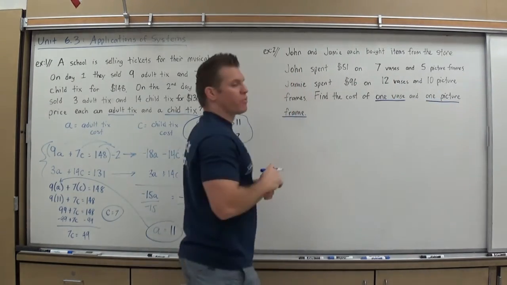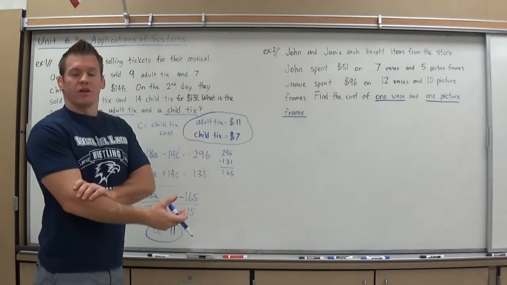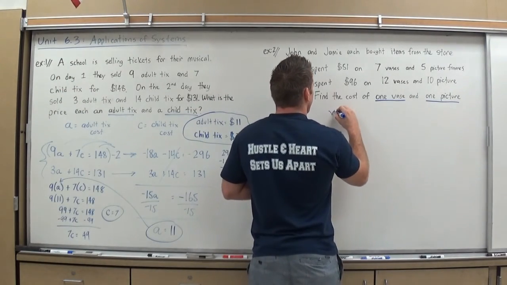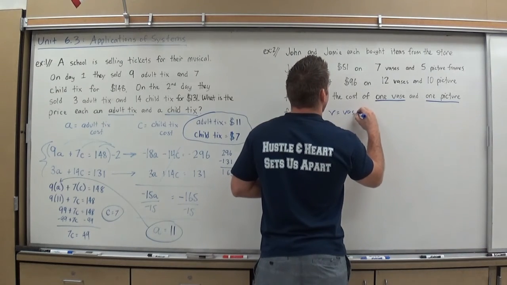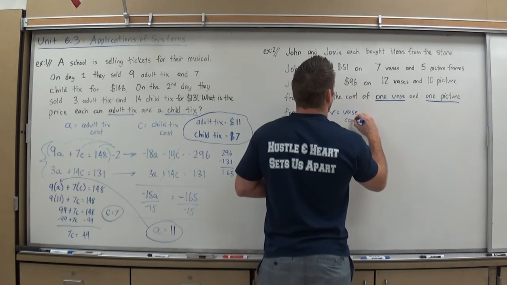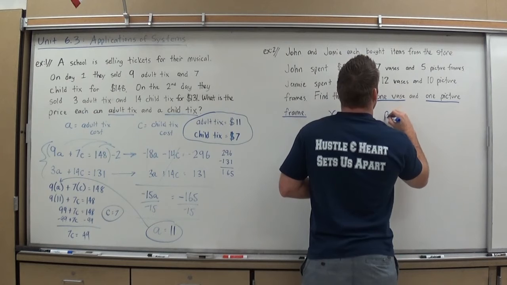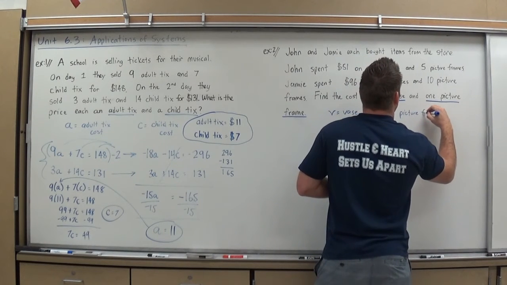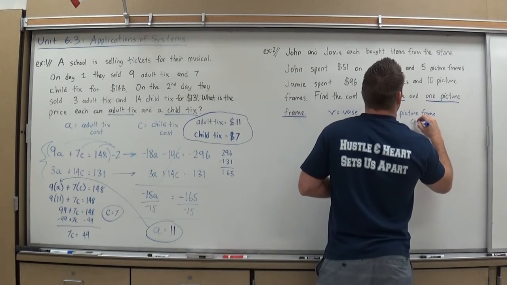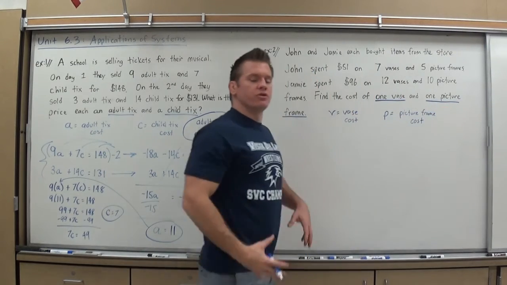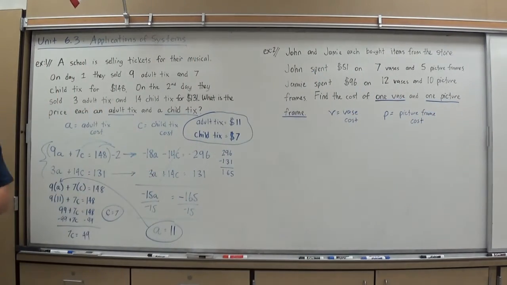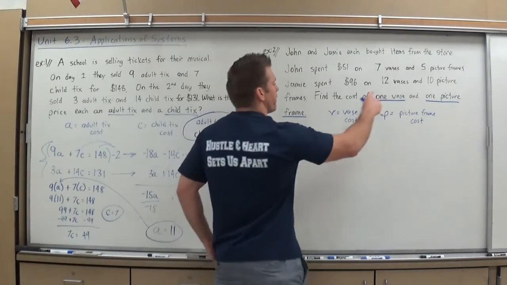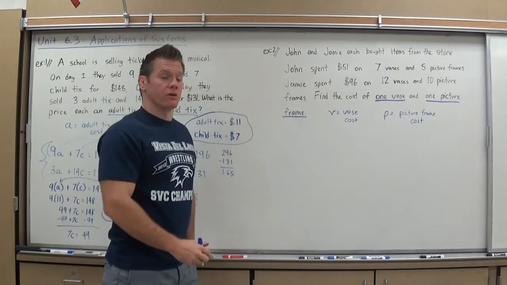So similar style of problem, only this time now by reading the last sentence I know what my variables are. I'm going to use V for the cost of a vase and P for the cost of a picture frame. So if you know what you're going to make the variables before you start to get into the problem, it's going to be much, much easier. And you can find that by reading the last sentence. It's whatever they're asking you to look for.